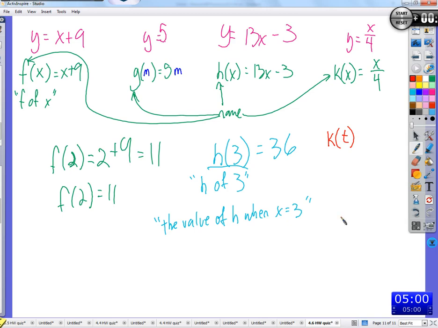We need a running start here up to k of t. What does f of 2 mean? What do you do? Plug 2 in for x, specifically into the function we call f, right? So what does h of 3 mean? Plug 3 in for x, okay, so a little bit of a leap. What does k of t mean? Plug t in for x, right? Replace x with 2, replace x with 3, replace x with t. Some other thing, t over 4. Yeah, t is, well, now x is t. T over 4.